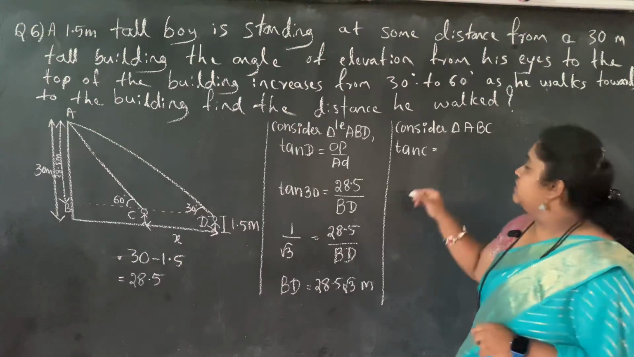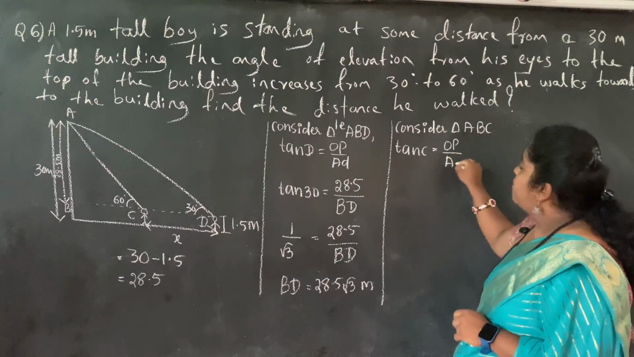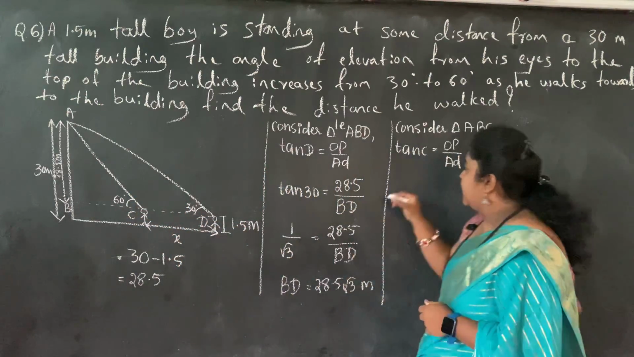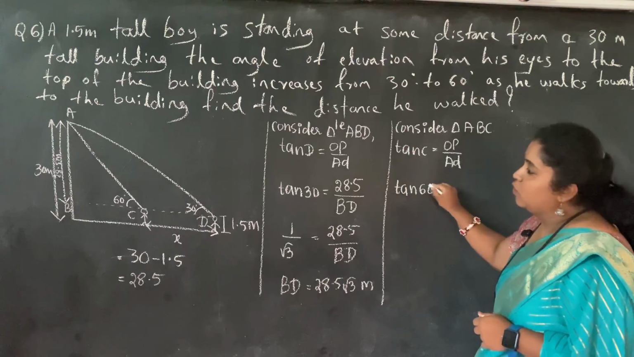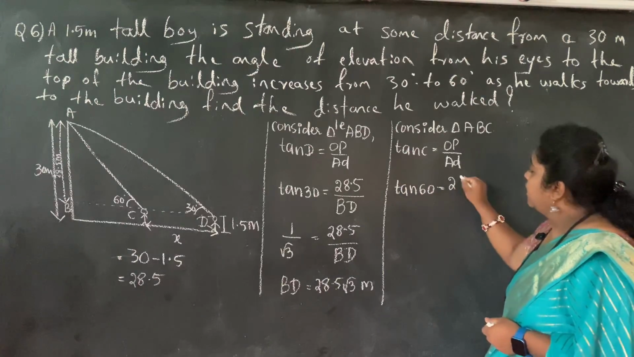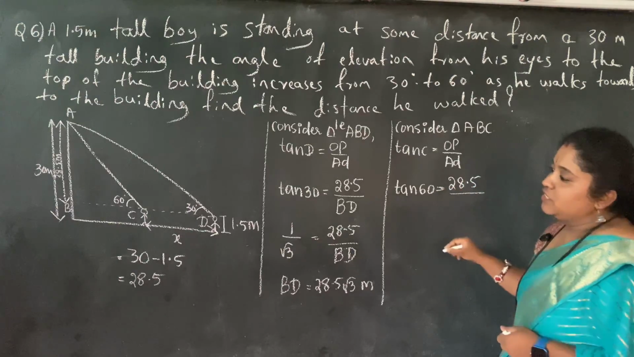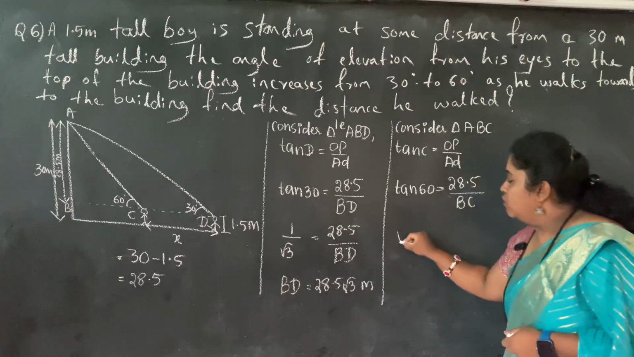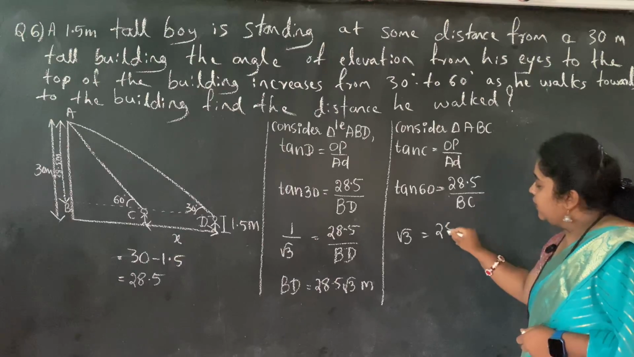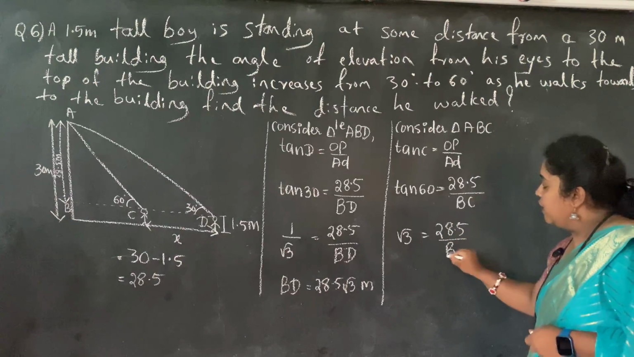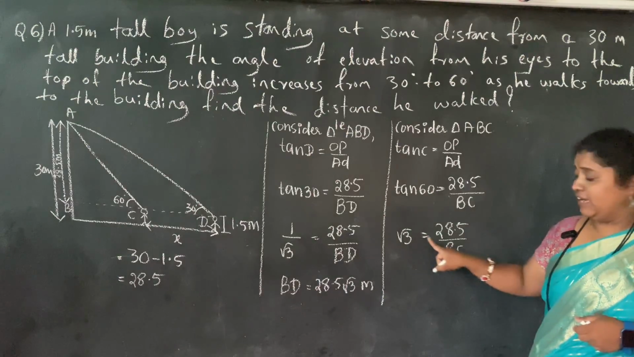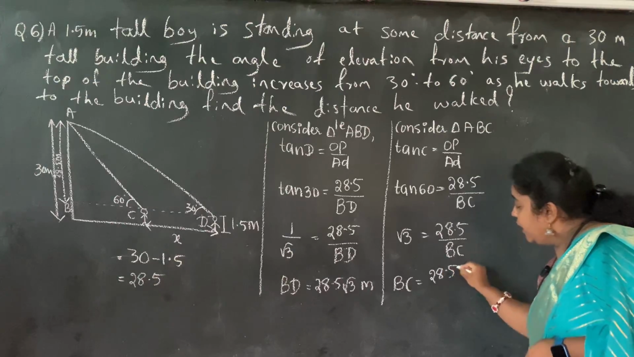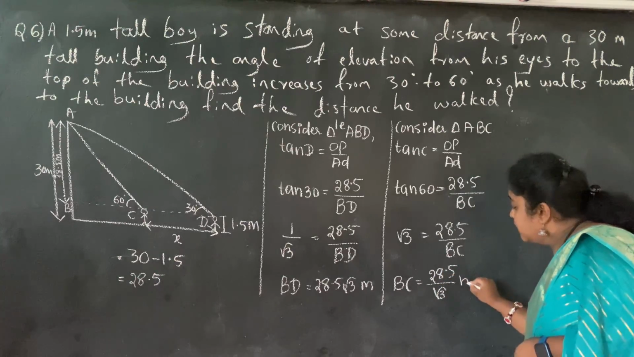Tan C is equal to opposite divided by adjacent. What is the C value I have? 60 degree. Let me write here: tan 60 is equal to opposite, which is again 28.5, divided by adjacent, which is BC. Remember, tan 60 value is root 3, yes or no? So root 3 is equal to 28.5 divided by BC. Bring this BC to this side, root 3 to the other side. I have BC equal to 28.5 divided by root 3 meter.